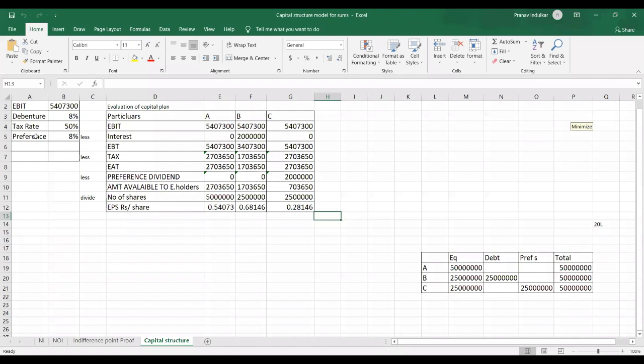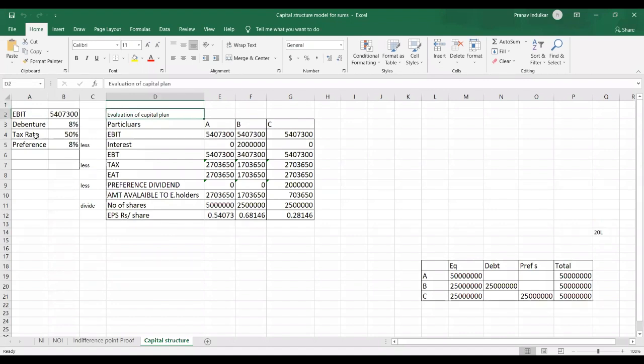Yes, sir. Okay. So I've made this sheet on the left hand side now. Is this visible to you all? Yes. Okay. The thing in yellow. Now this is a capital structure. This is actually a capital structure. There are how many plans you can see?